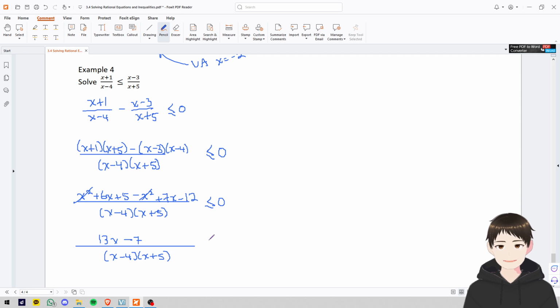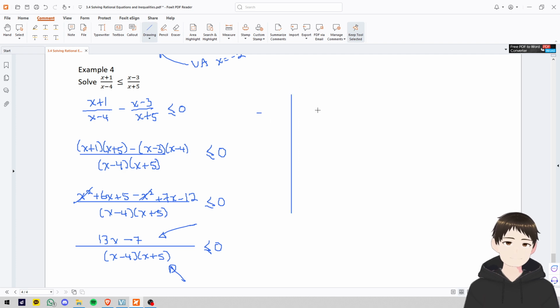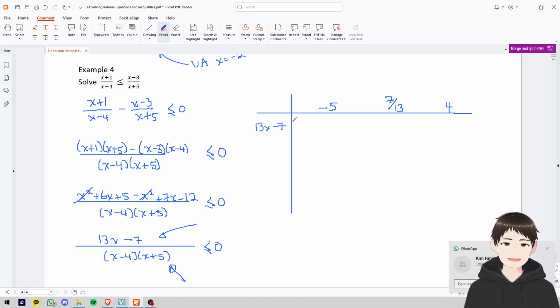Okay, that makes things a little easier because this is a very simple x-intercept to identify, very simple vertical asymptotes to identify. So very roughly, let's do this. My vertical asymptotes are at -5 as well as at 4. And in between, I have an x-intercept of 7/13, which is not even a 1. I have 13x minus 7.